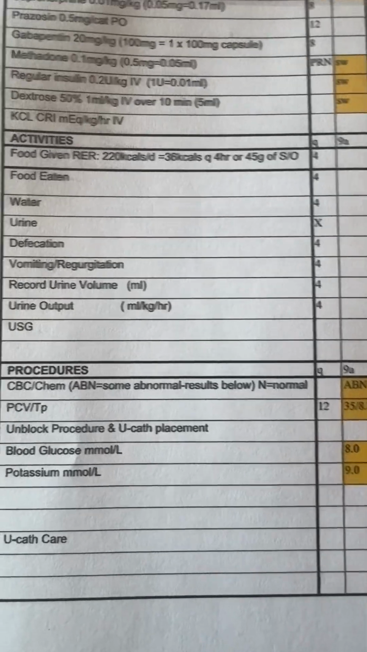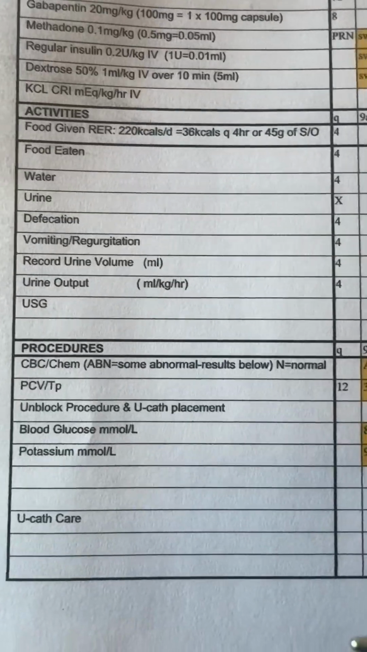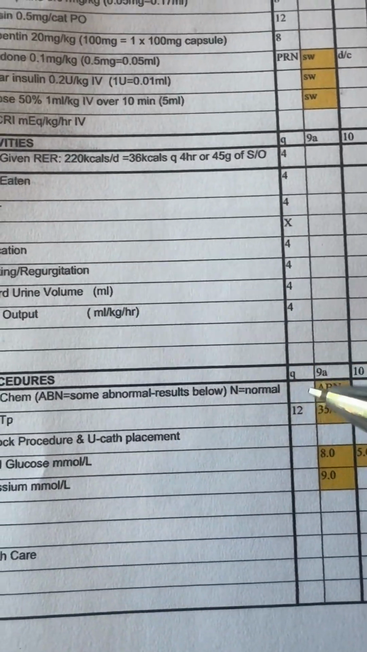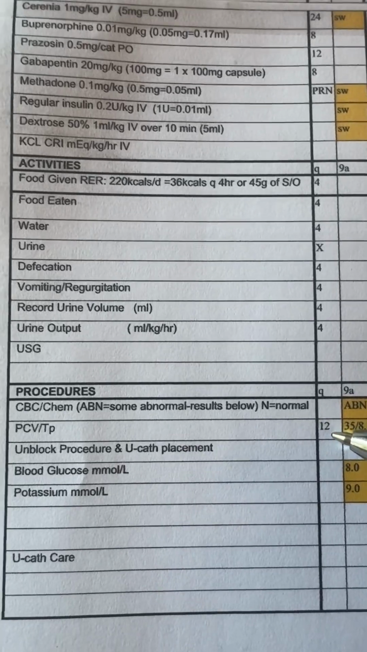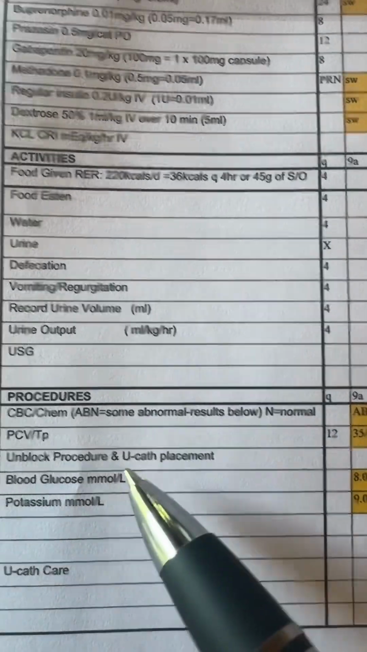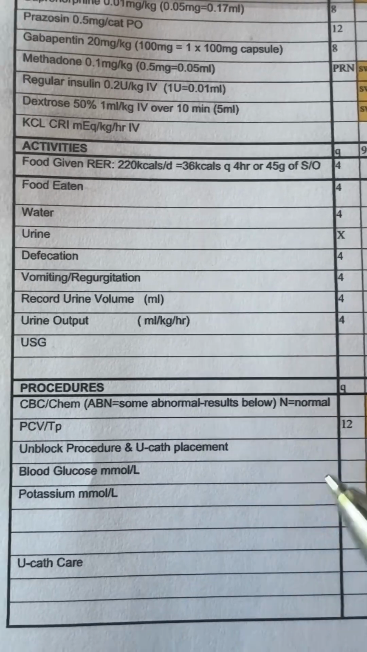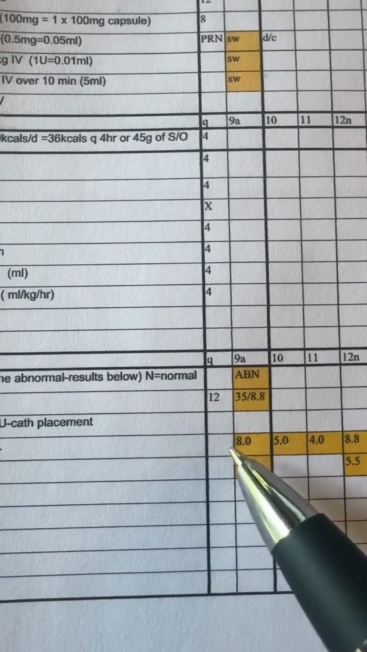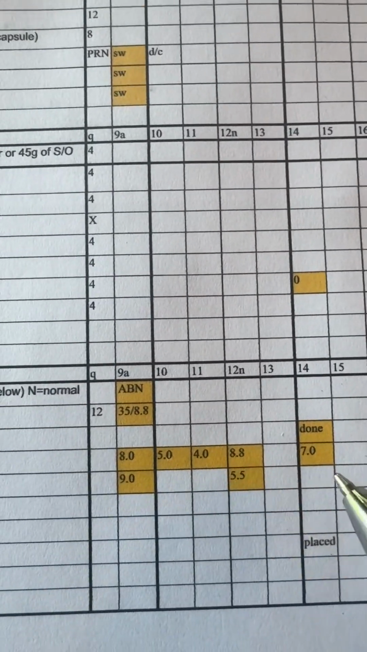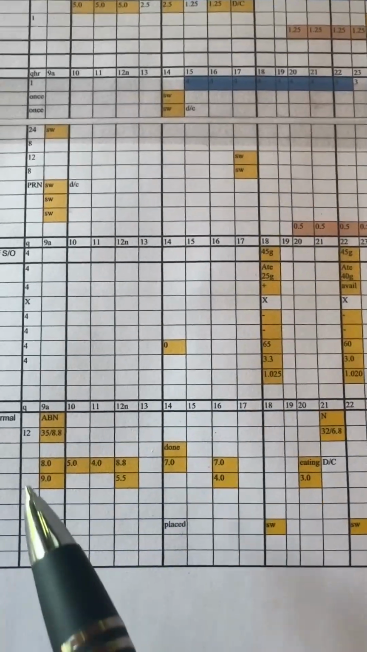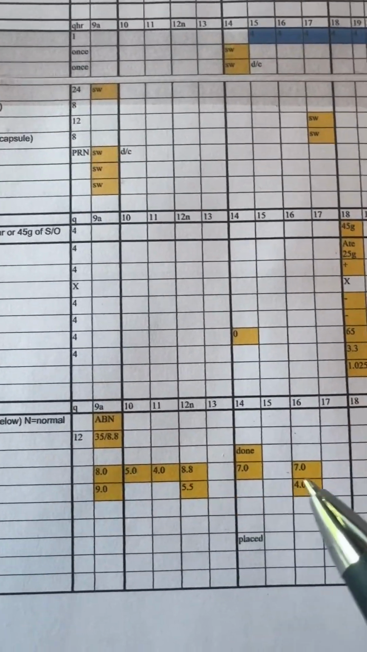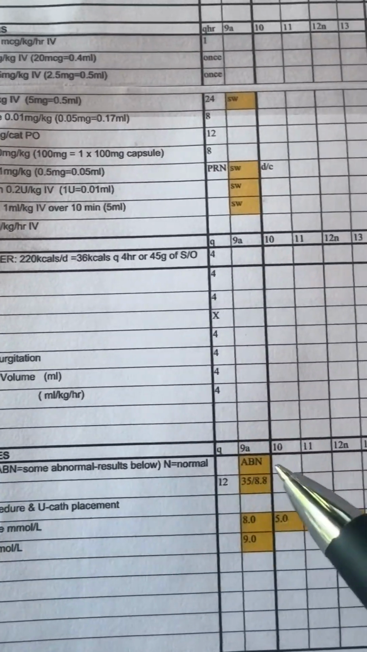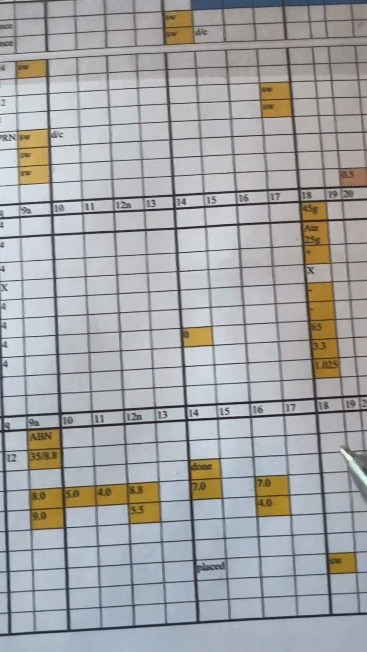And then under procedures here, this is where all the procedures that have been done or need to be done in the future are listed, and they should have their frequency. So the PCV is being done every 12 hours. The unblocking would be done just once, so we don't need to put that in there. Blood glucose monitoring, for this patient, was being done PRN. We could write PRN there, but this is really just an overall synopsis of what was done, when, and what the results were. So for this section, if it's something like blood work, you can put abnormal or normal. So that's what's being done here.